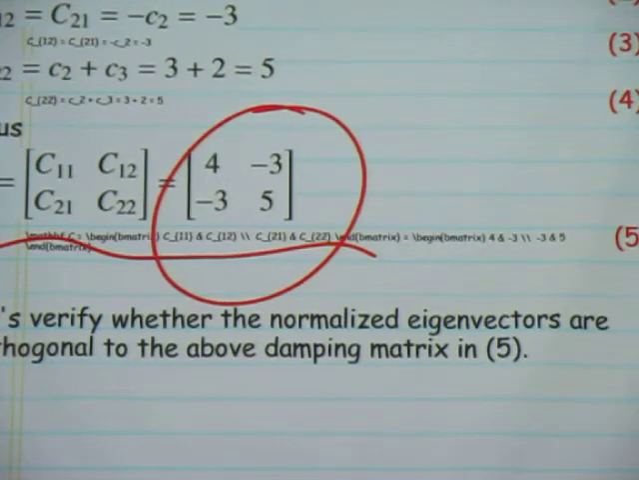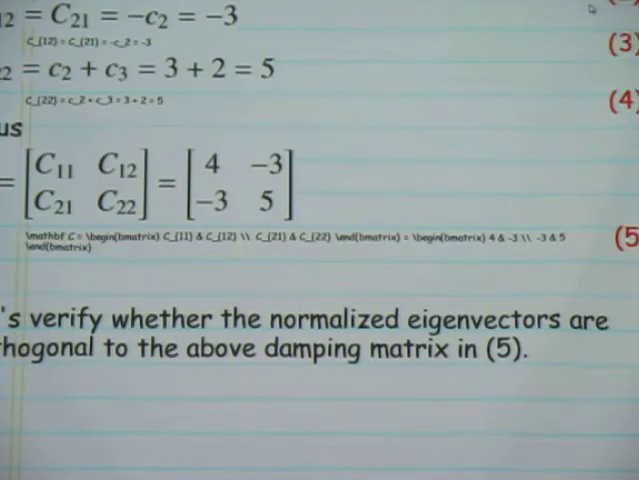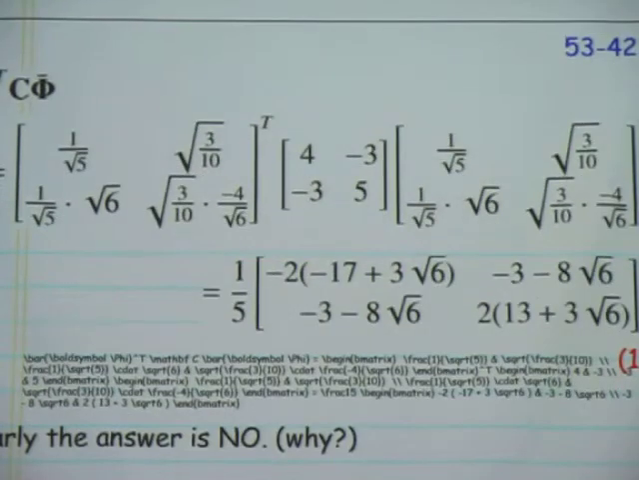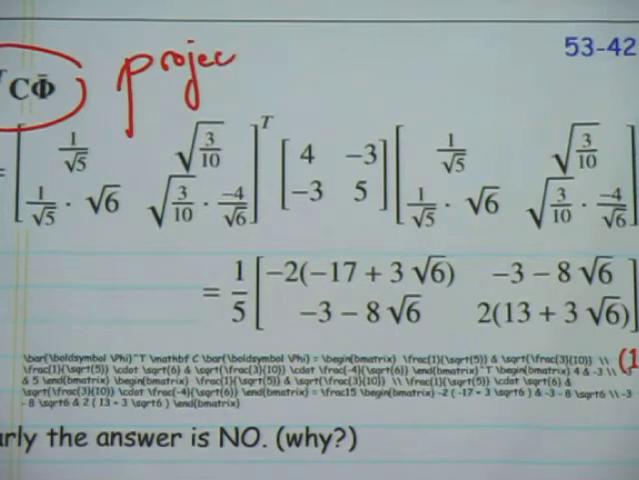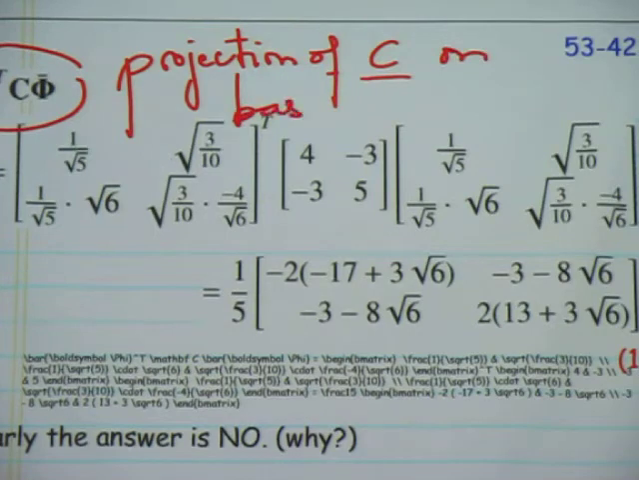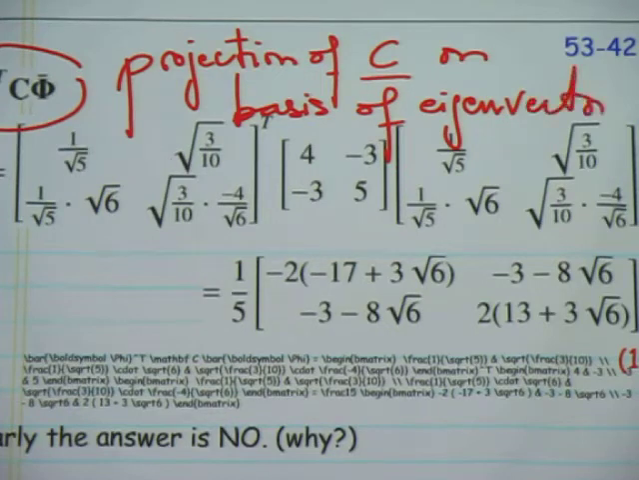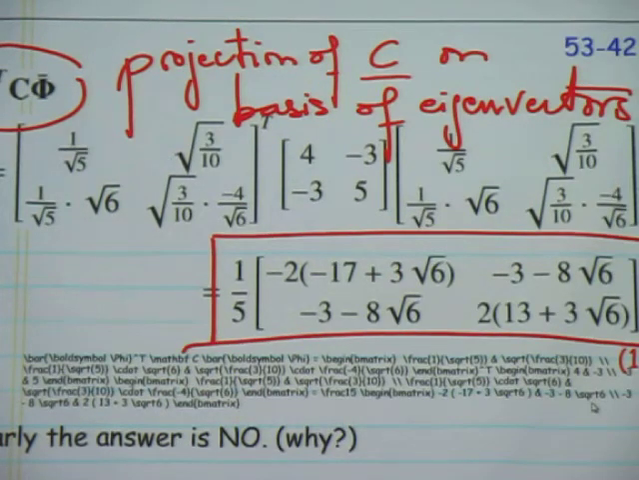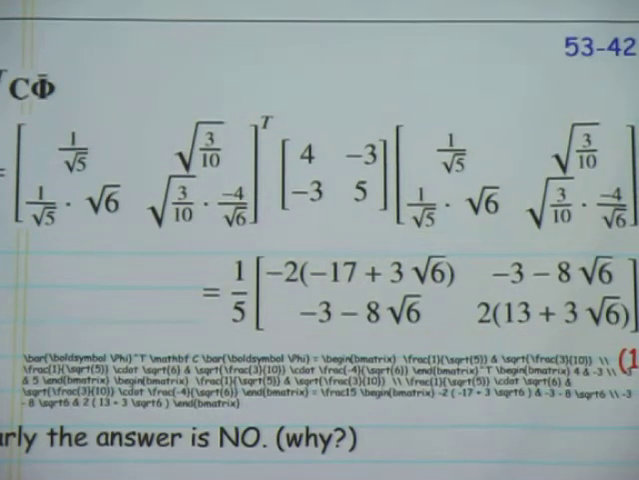This is the damping matrix, 4 minus 3 minus 3, 5. Right, and then you perform the projection. This is called projection of the matrix C on the basis of the eigenvectors, normalized eigenvectors, okay? Not just regular eigenvectors. And so you see that the end result is not a diagonal matrix. Okay, so damping is a complex, more advanced topic.